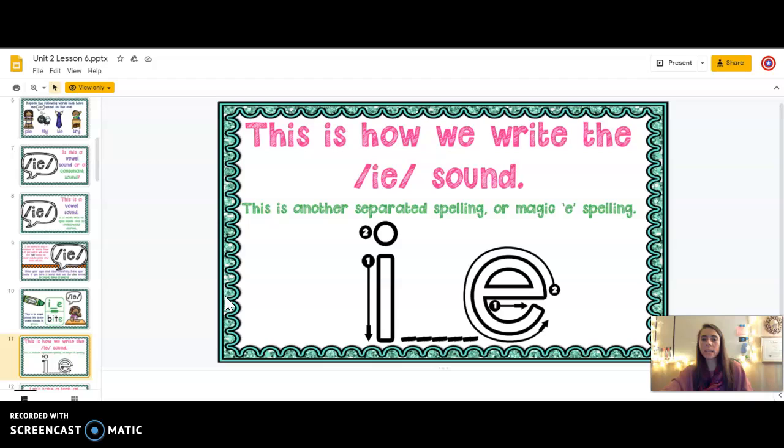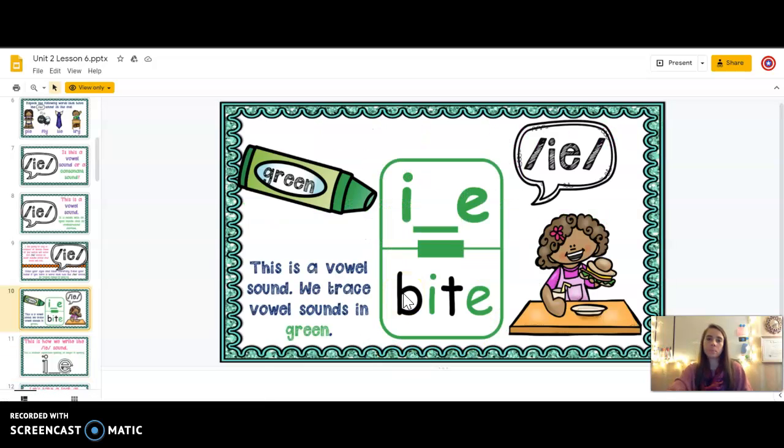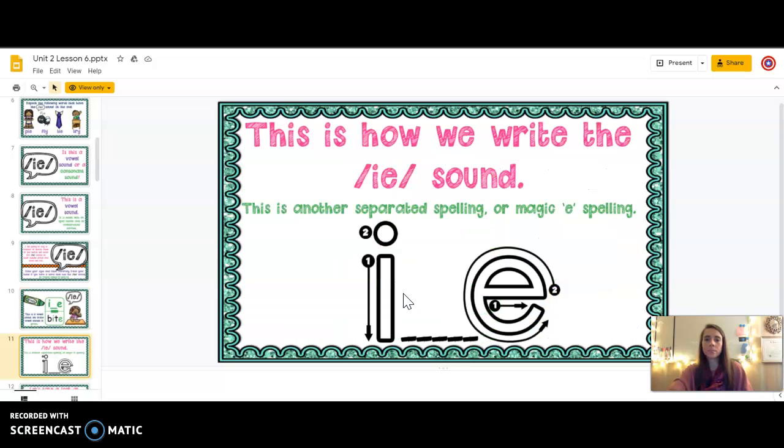This is how we write the I sound. This is another separated spelling, or magic E. Okay, take your finger and trace the I, and then a little space, and then the E. The space is right here in the middle, in between the I and the E, because a consonant is going to go there to make a word. Say bite. Good.